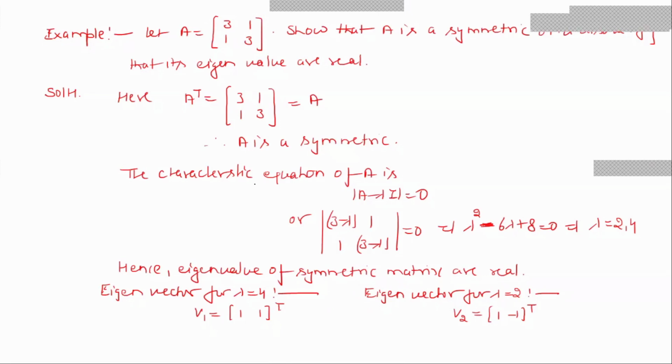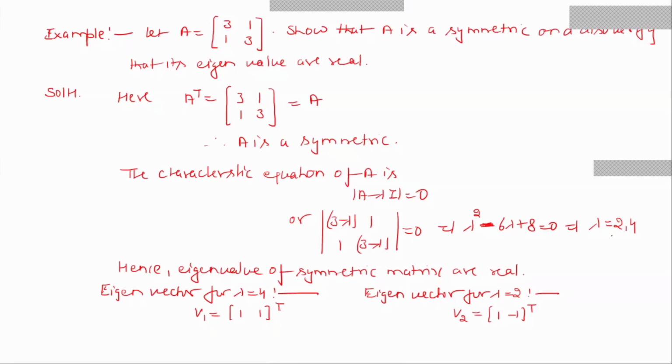Now find the eigenvalues. Write the characteristic equation of the matrix A, that is, the determinant of A minus lambda I is equal to 0. Now you will get a second degree algebraic equation in lambda: lambda square minus 6 lambda plus 8 is equal to 0. What are the roots of this equation? They are 2 and 4. So its eigenvalues are 2 and 4, which are real. So if your matrix A is a symmetric matrix, then its eigenvalues are real.